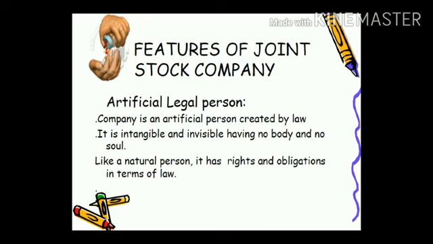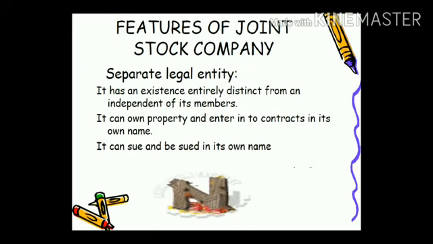Another feature of a joint stock company is separate legal entity. A joint stock company has an existence entirely distinct from and independent of its members. That means from the day of its incorporation, a company acquires an identity distinct from its members. It can own property and enter into contracts in its own name. It can sue and be sued in its own name in the courts of law.